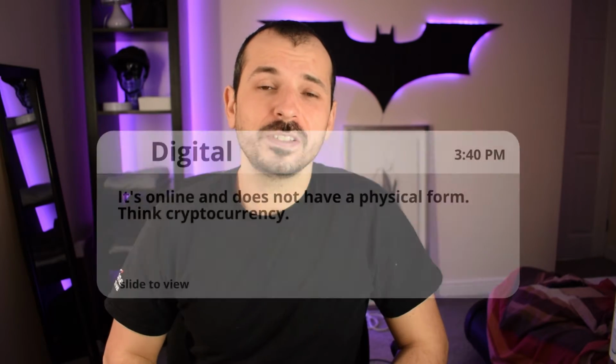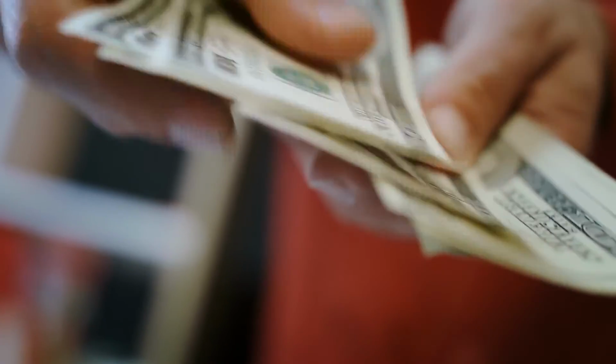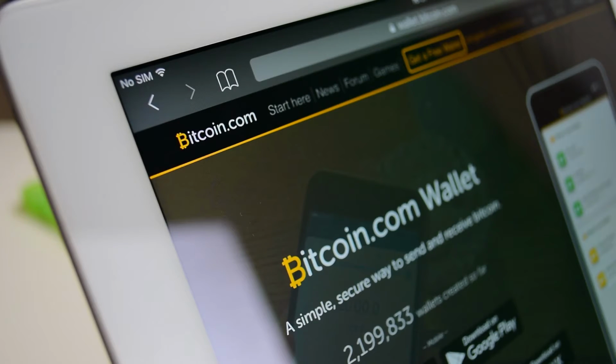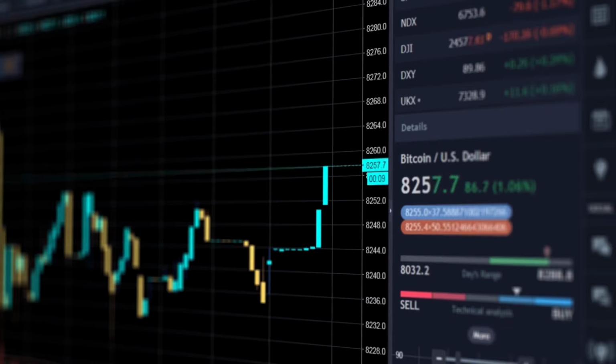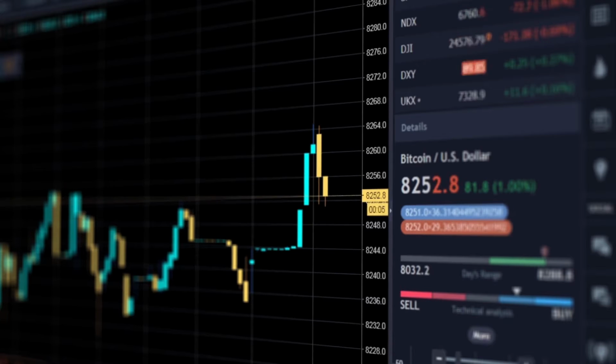The next one, digital. A digital item is any item that is online and not physical. For example, if you compare two types of currencies, the dollar versus the cryptocurrency Bitcoin. A dollar, you could own it, you could touch it, you could have it in your pocket, you could give it to somebody else physically and you have no problem. But a Bitcoin is a digital currency, so you physically cannot hold it or touch it. It's stored online on a blockchain.